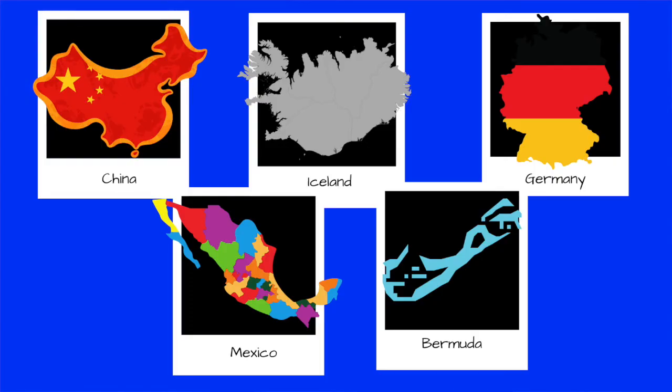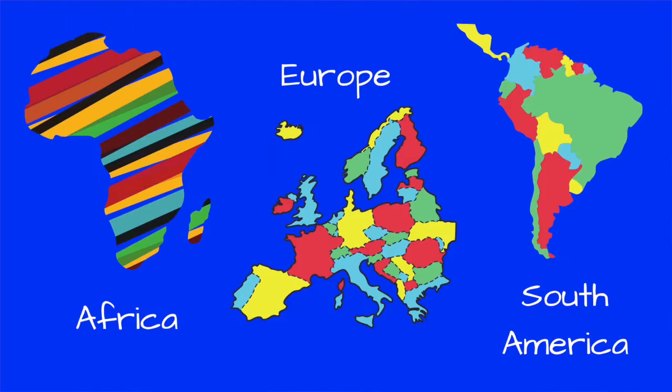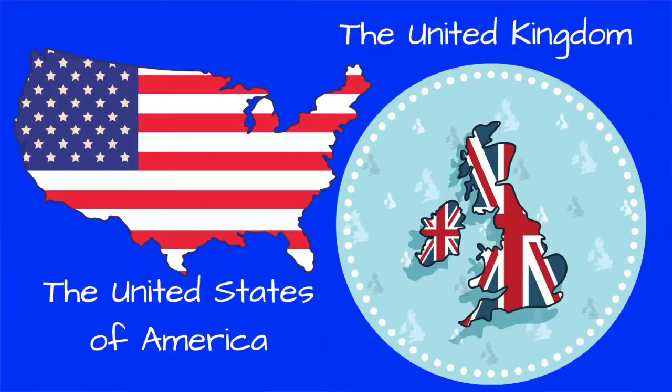I have traveled to China, Iceland, Germany, Mexico, and Bermuda. She has visited Africa, Europe, and South America. All of these, countries first and then continents, do not use any articles. Of course, there are exceptions again. So one of the major exceptions to this rule is when a country is divided into states or even separate countries, or has republic in the English name, the United States, the United Kingdom, or the Dominican Republic.